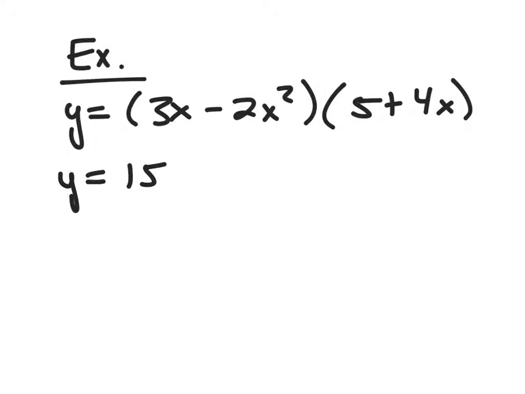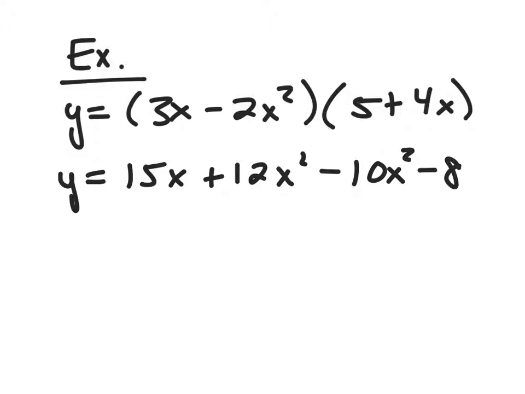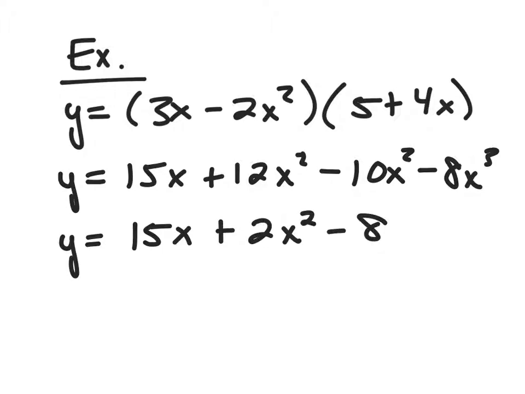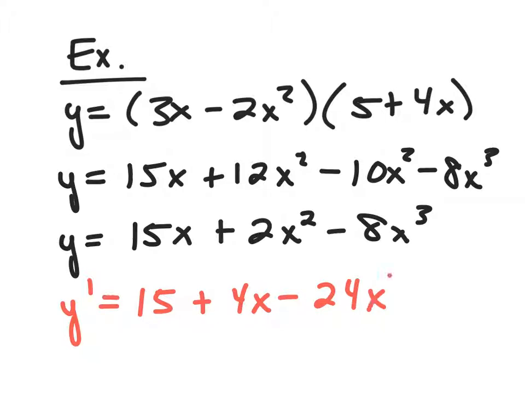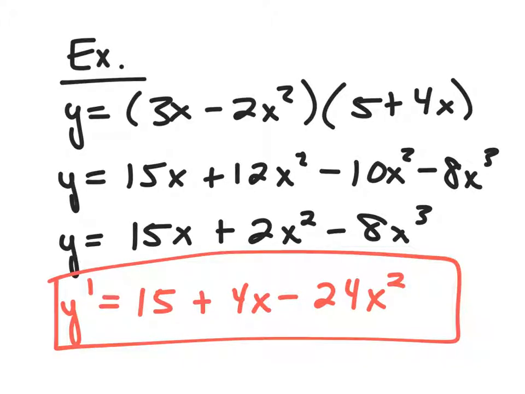I'm going to go ahead and distribute and simplify. Multiplying it together, I have 15x plus 12x squared minus 10x squared minus 8x cubed. Of course, I can combine like terms here. So y then would equal 15x plus 2x squared minus 8x cubed. Now it's all in terms of single terms, which allows me to differentiate to find y prime. Using the power rule, this would go to 15 plus 4x minus 24x squared. And that is my derivative.